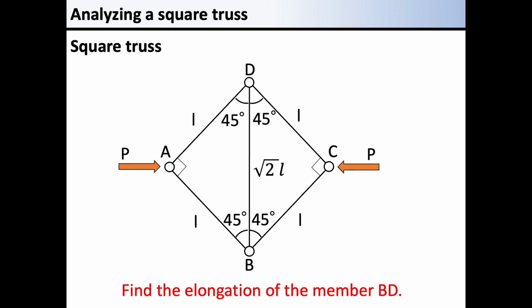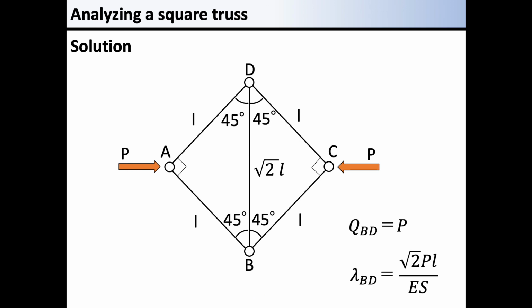the member BD. When this structure is compressed at these points, AD and AB are exposed to a compressive force. Since the 2 points B and D move apart, only the center member BD is stretched. So, the load acting on the member BD is positive. Then, we get the relationship QBD equal to P and derive the elongation as the equation.